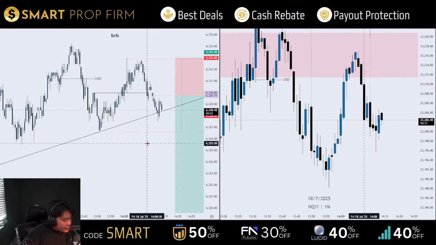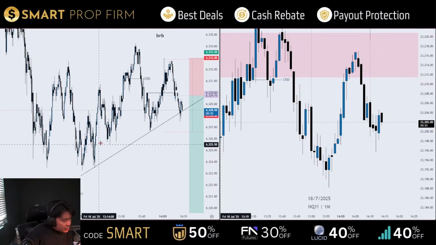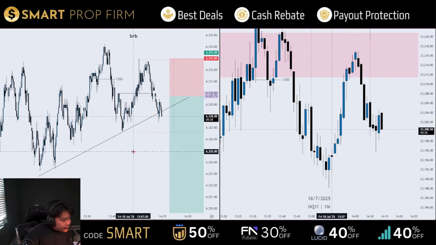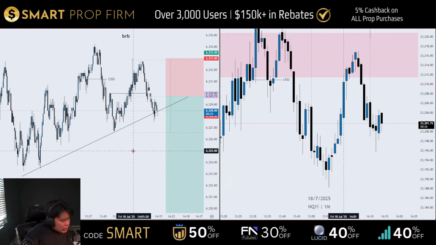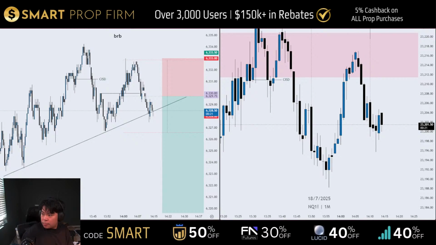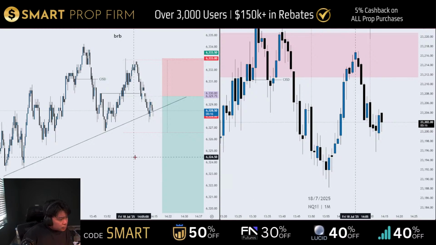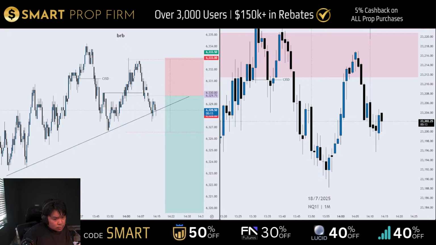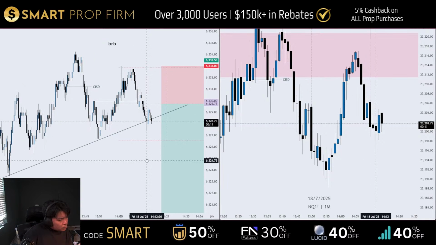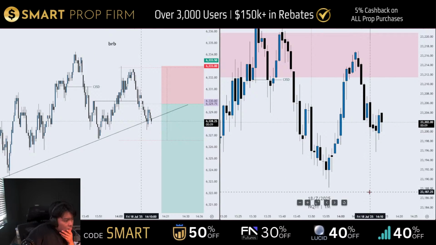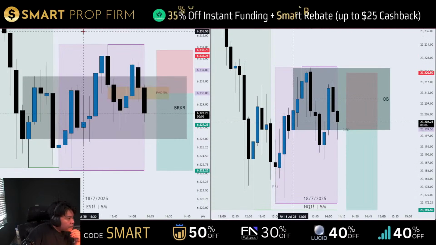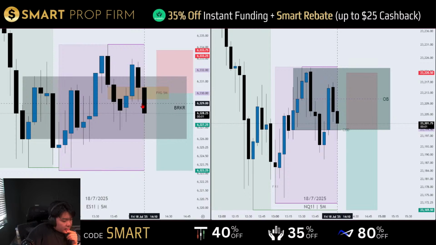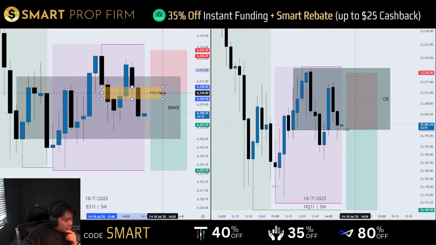I still feel good about it. It feels open to me as long as we don't smash these lows, right? It's not really trying to get back up right now. Next 5-minute closure is about to happen. Yeah, I'll just delete this.